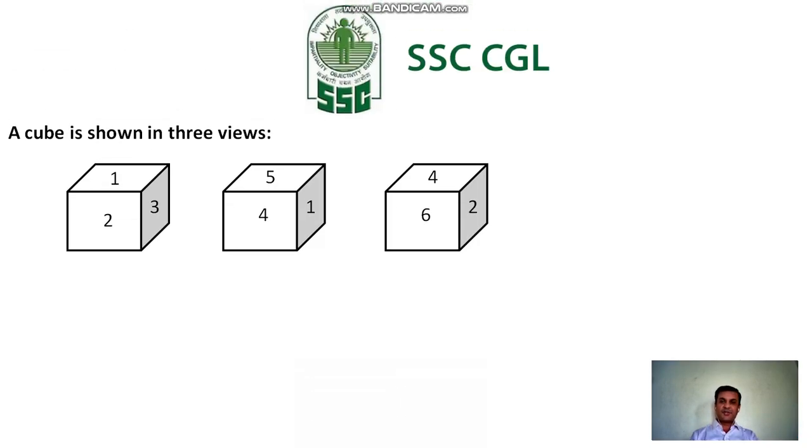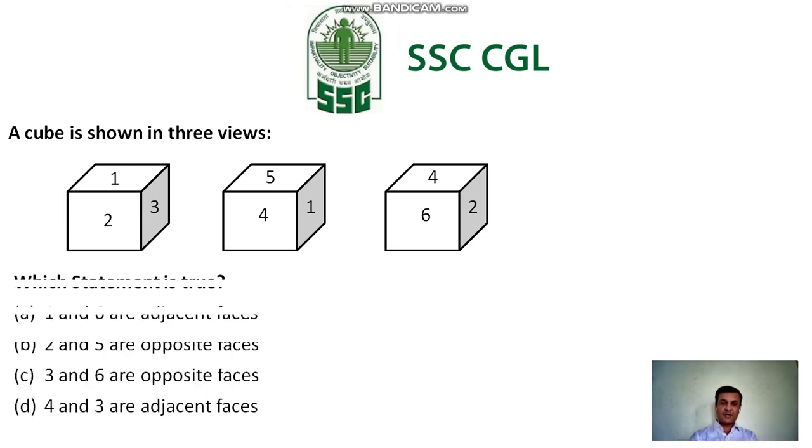Now this is a question of non-verbal reasoning I am taking from the Staff Selection Commission Combined Graduate Level exam. A cube is shown to you in three views. It is the same cube but shown in three views, and the question is which of the following statements is true. You will only observe these three cubes unless you are aware of the procedure or trick to solve this. I will tell you that.